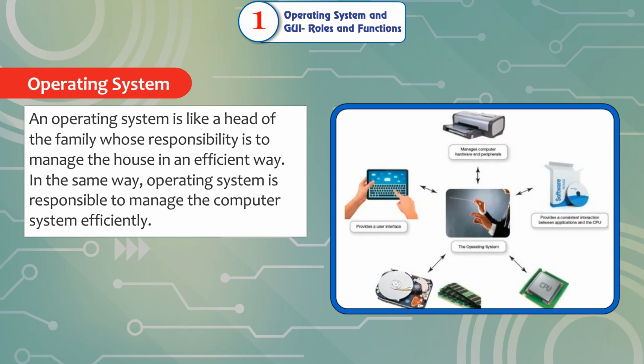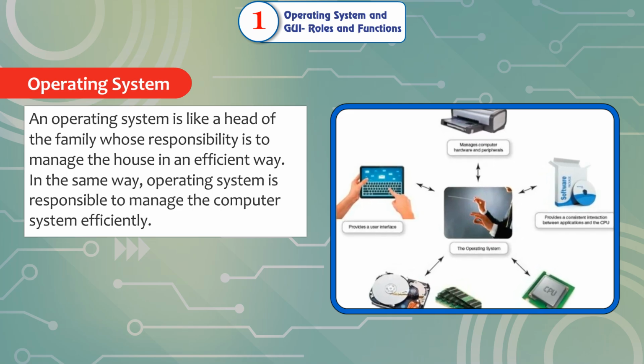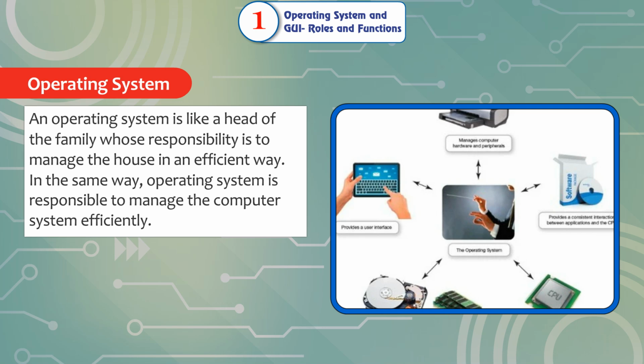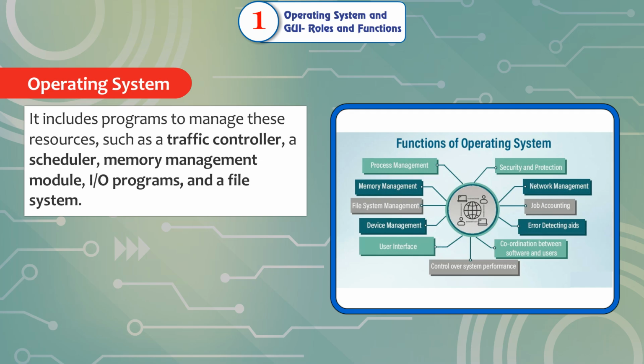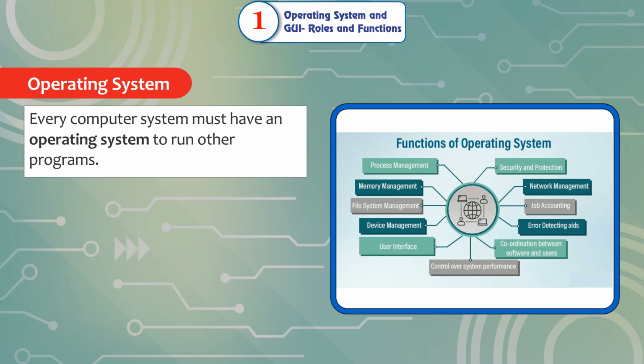In the same way, operating system is responsible to manage the computer system efficiently. It is also used to manage the computer hardware, like resources, by allocating them to the user or programs when needed. It includes programs to manage these resources, such as a traffic controller, a scheduler, memory management module, I/O programs, and a file system. Every computer system must have an operating system to run other programs.